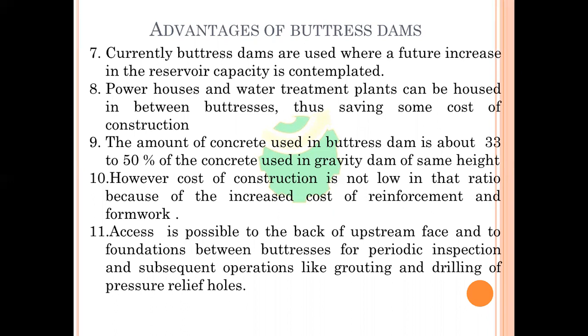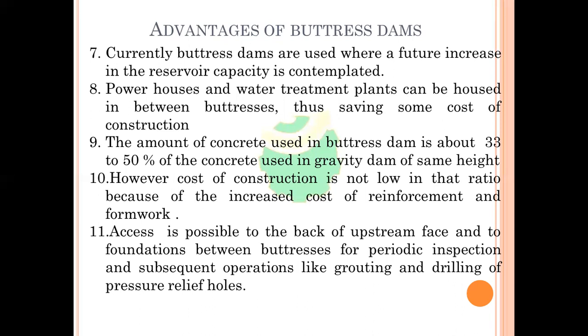The amount of concrete used in buttress dam is about 33 to 50% of the concrete used in gravity dam of same height. So material also takes very less quantity compared to gravity. However, cost of construction is not low in that ratio because of the increased cost of reinforcement and formwork. The material will decrease, but the construction cost is same as gravity dam.